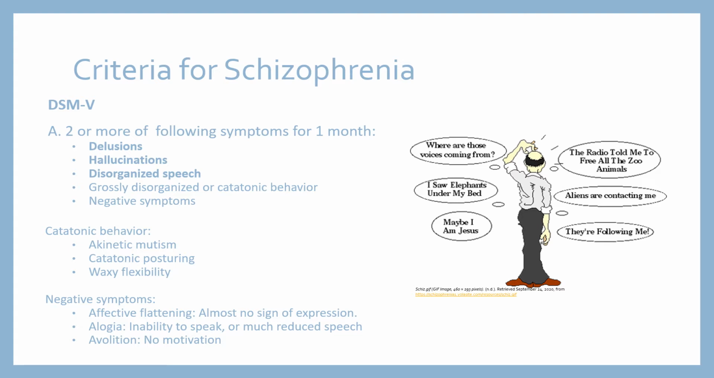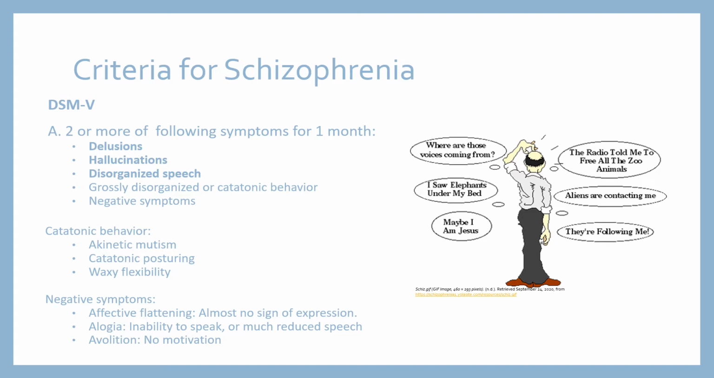Delusion is a firm belief in a concept or an idea, despite any evidence that might be to the contrary. So for example, the FM radio is a message transmitted by aliens. That could be one example of a delusion.